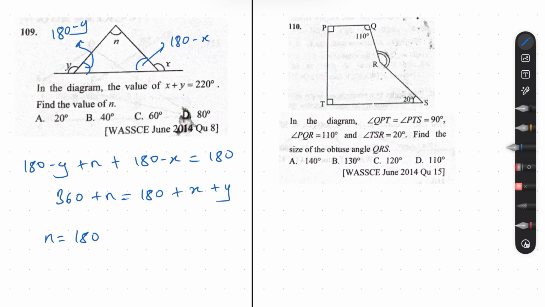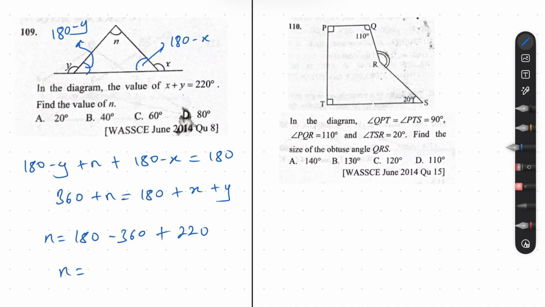Okay, so n will equal 180 minus 360 plus x plus y. Okay, but we know that x plus y is what? 220. So we can just replace that by 220. Okay, so plus 220.